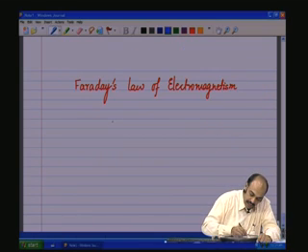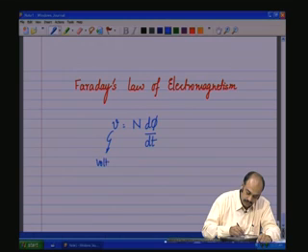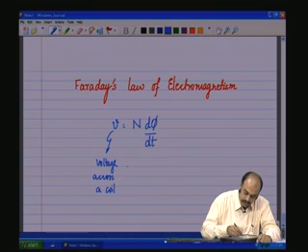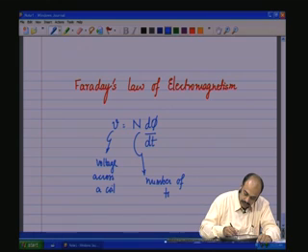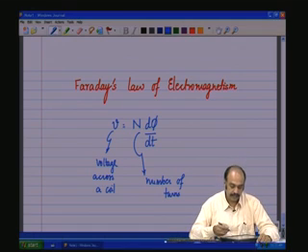So he proposes this basic relationship: V, the voltage induced across a coil, is equal to N d phi by d t. V is the voltage across a coil; it could be the applied voltage across the coil or the induced voltage across the coil. N is the number of turns in the coil which is wound around the magnetic core, the ferrite core or the steel core.